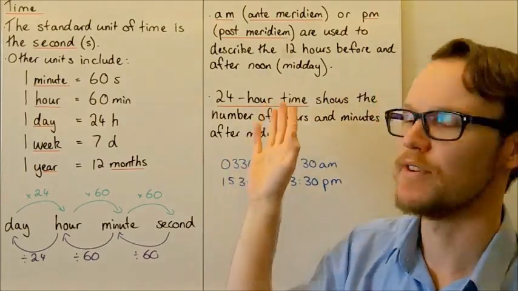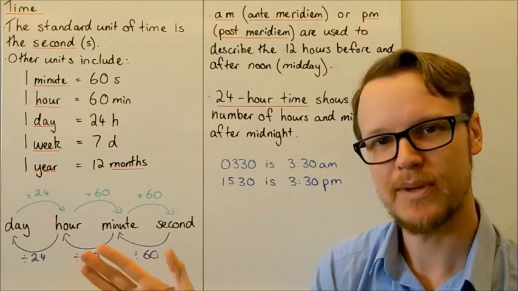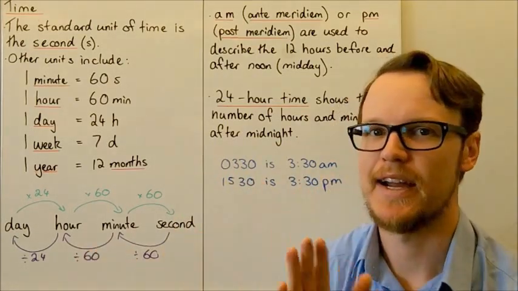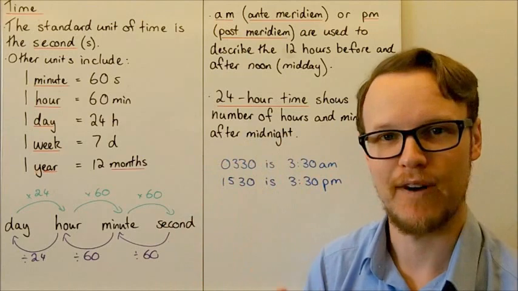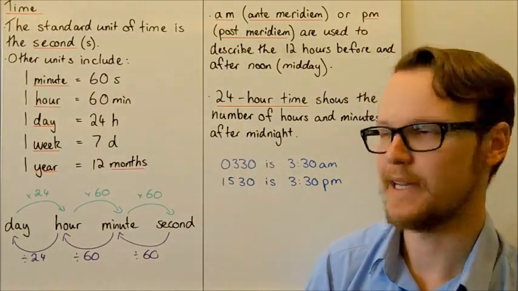And it's sometimes very easy to get confused with midday and with midnight. Are they AM or PM? Midnight is 12 AM and midday is 12 PM.